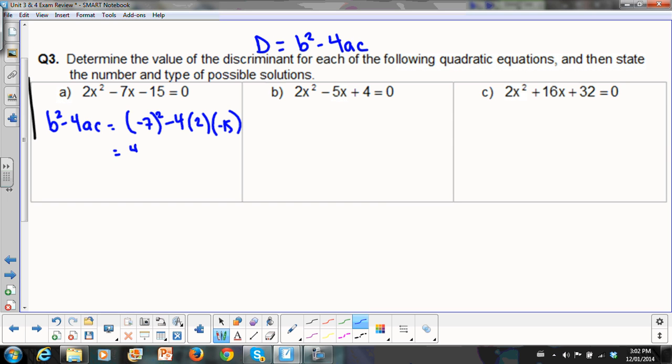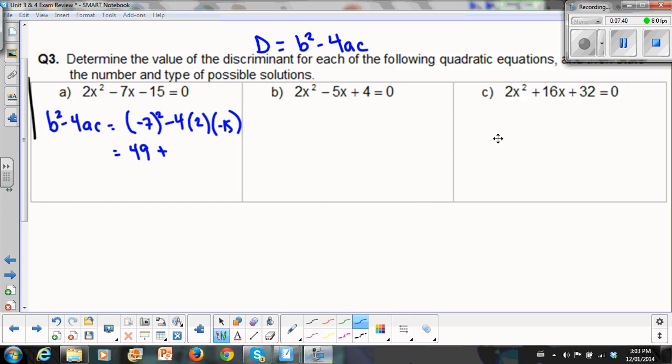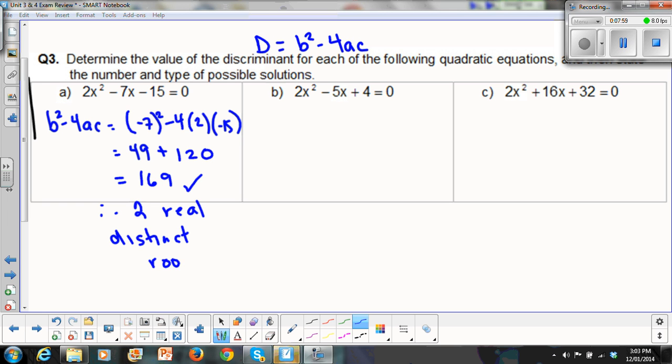We end up here with 49 plus 15 times 8, which is 120. When we add that together, we get 169. This can be square rooted. Therefore, we will get two real, distinct roots. Please review this lesson in Unit 3 if you are having trouble.